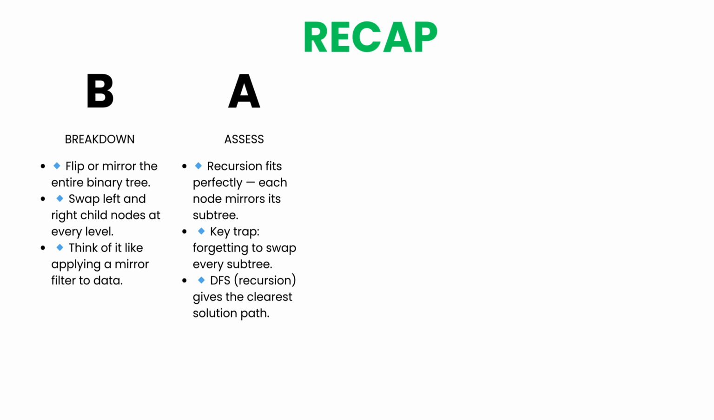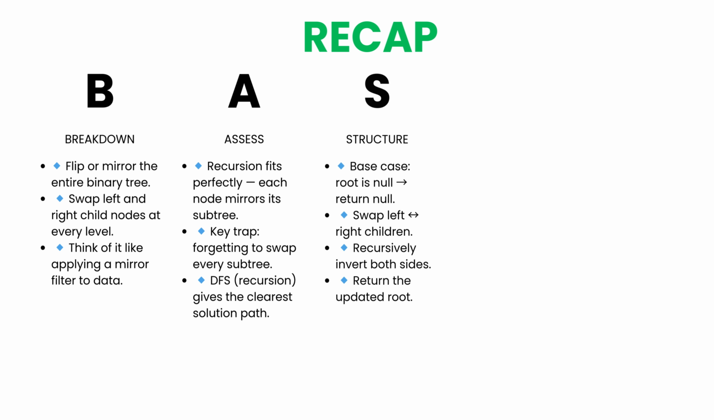We explored recursion as the clearest solution, noting that each node must be swapped and then its subtrees inverted. DFS and BFS can both work, but recursion keeps the logic clean and intuitive. Our plan was short and sharp: handle the null base case, swap the children, recursively invert the left and right, and finally return the root.